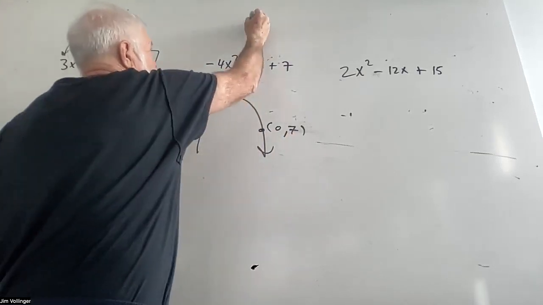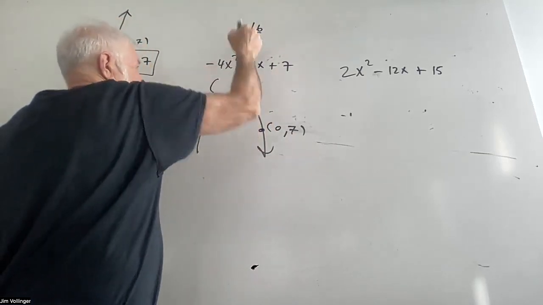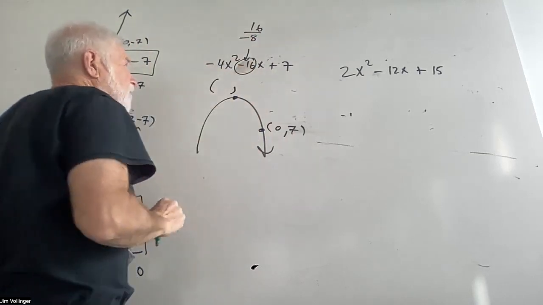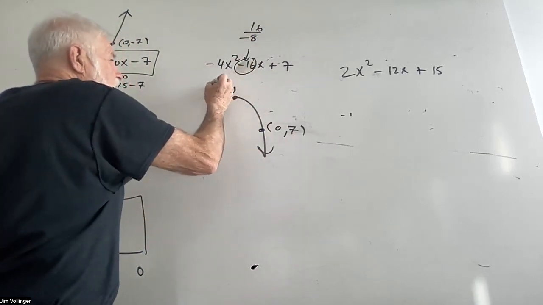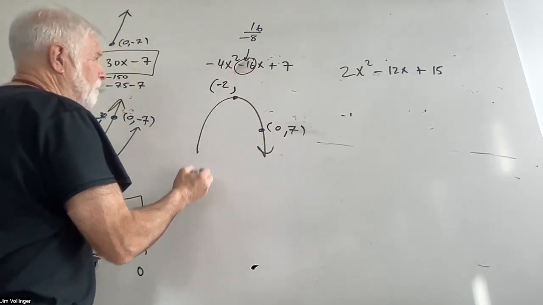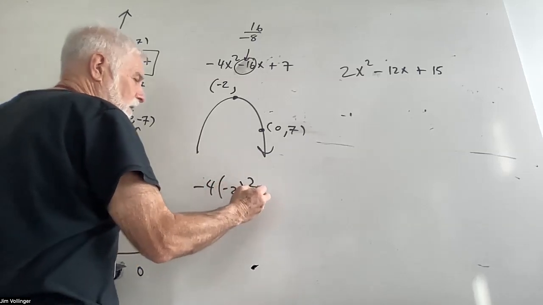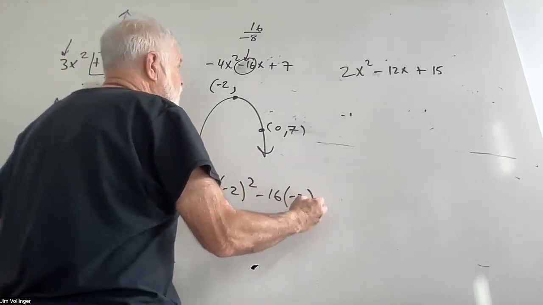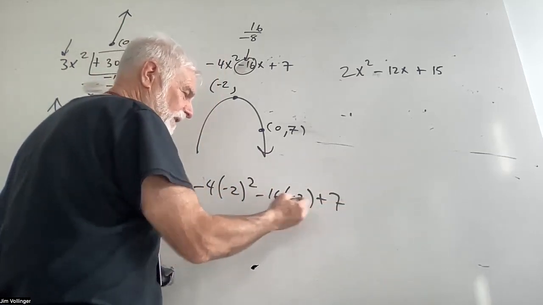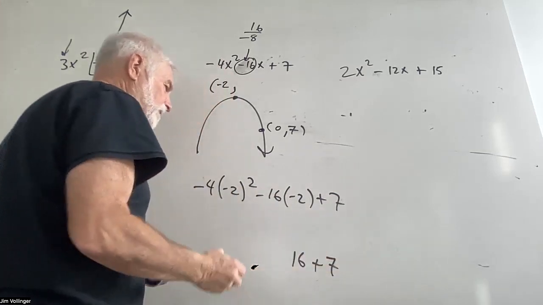So I'm looking at positive 16 divided by -8. That's minus b. B is -16. That's the opposite, divided by 2 times -4. -2 looks good to me. And so if I put -2 in, I'll do it out, -4 times -2 squared, minus 16 times -2 plus 7. The shortcut of course would have been cutting this in half. Cutting it in half would have been 16 plus 7. We'll show you how you get there.